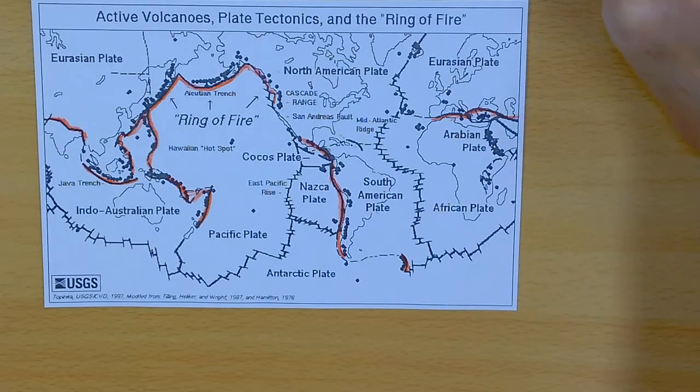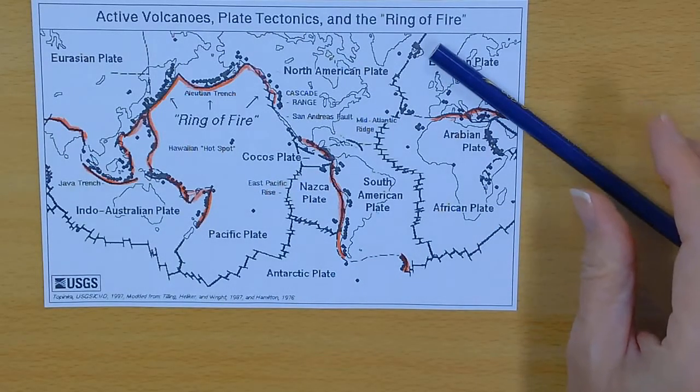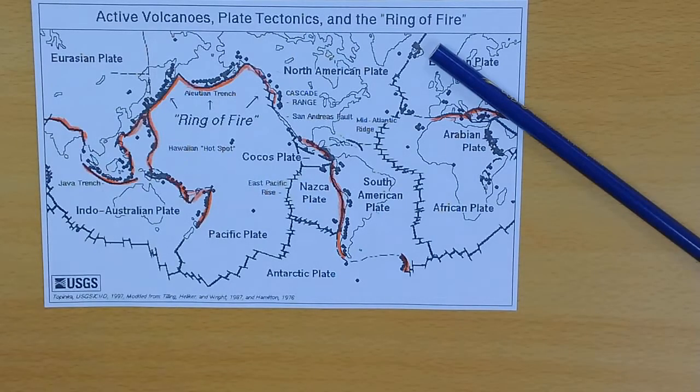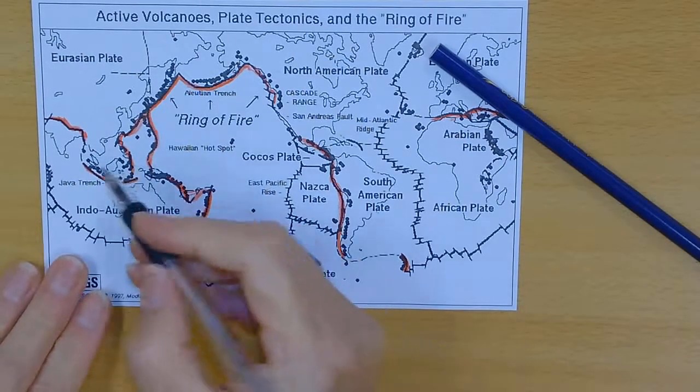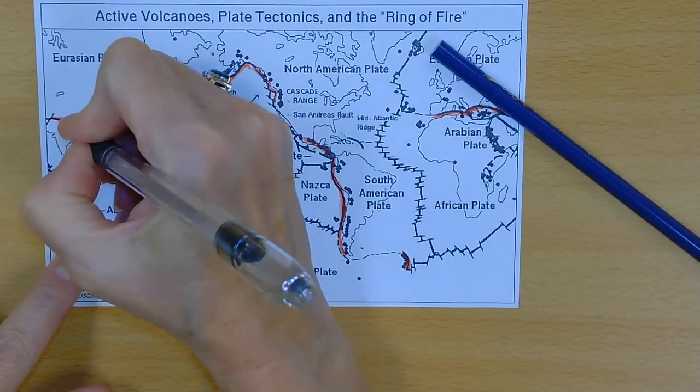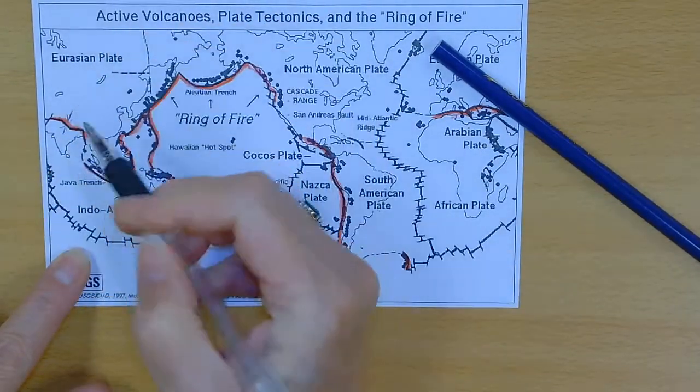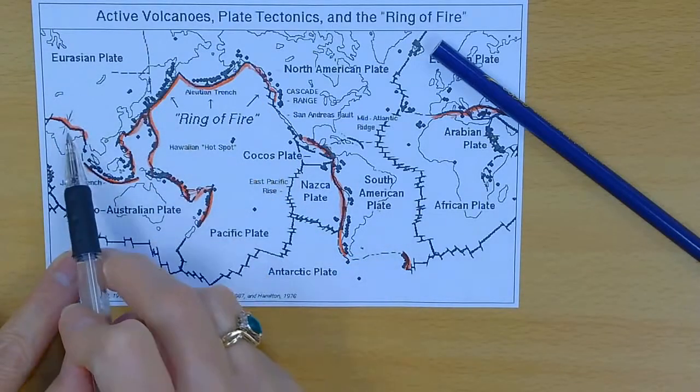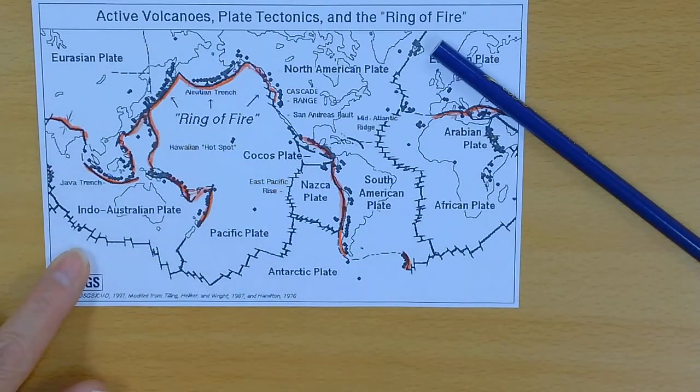There are three types of convergent plate boundary. So you have the one here, which is continental to continental. So continental, mountain range, earthquake activity.